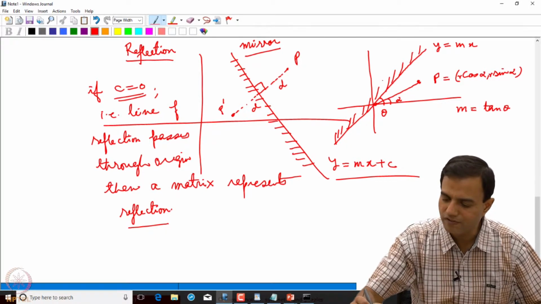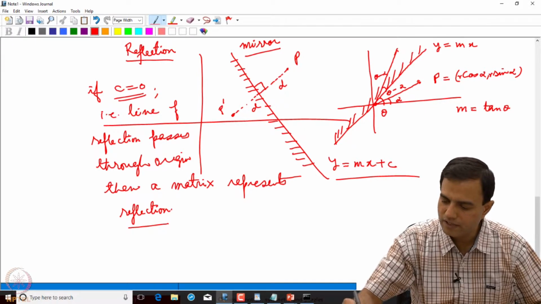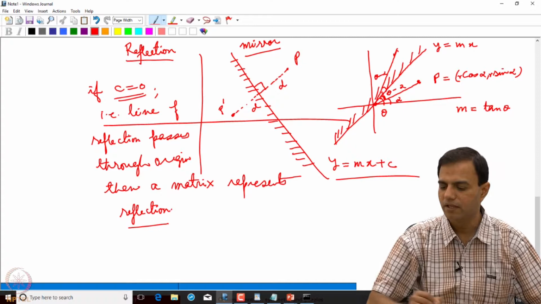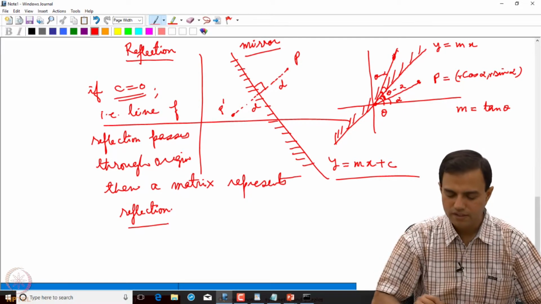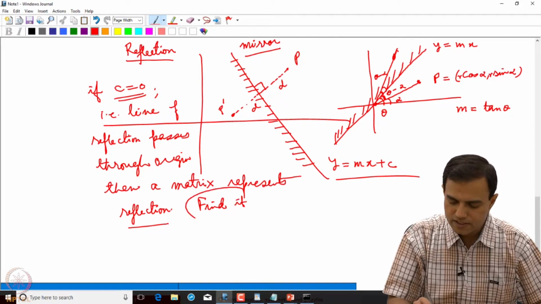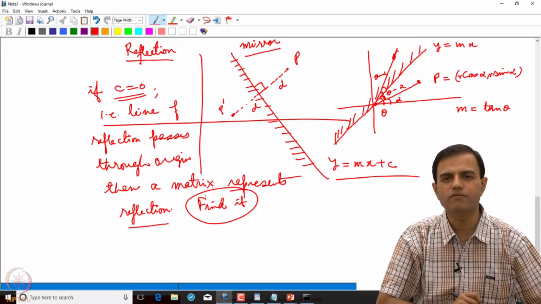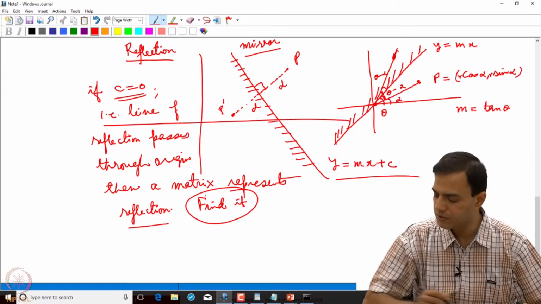And then for reflection, what we are supposed to do: this is angle theta minus alpha, so we have to go further by angle theta minus alpha and see what happens to this point. Because for reflection, this angle theta minus alpha will be same as this angle theta minus alpha. That is not very difficult. Find this, and this matrix is actually going to be in terms of cos 2 theta and sin 2 theta. So the matrix of reflection is also there.